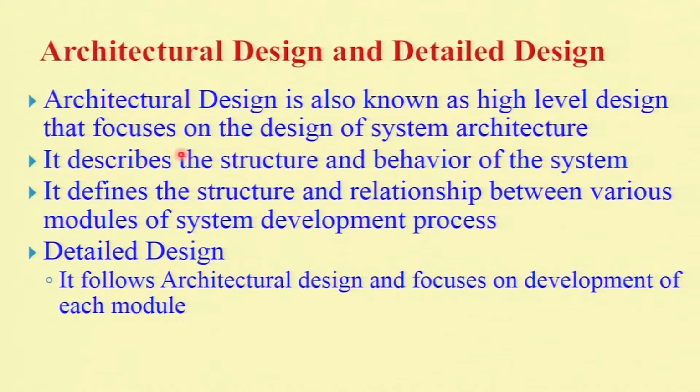The architectural design, usually the high level design, tells us what is to be done, whereas the low level design will explain how it is to be done. So this architectural diagram or architectural design is a high level design that focuses on the design of system architecture. It describes the structure and behavior of the system.